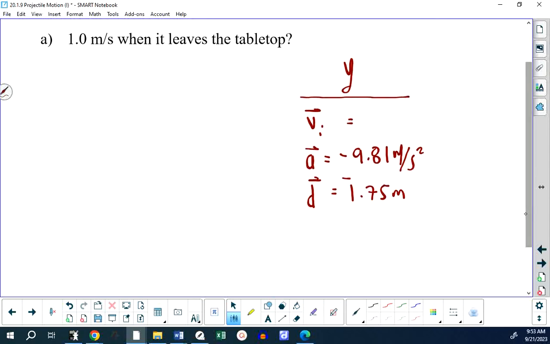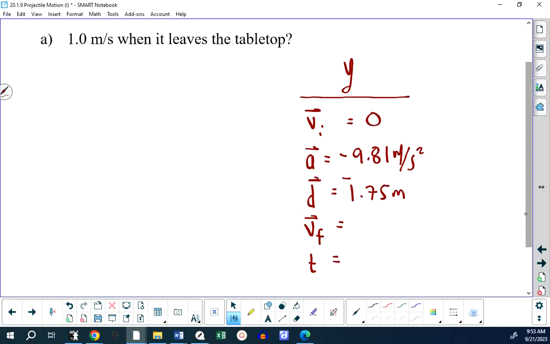And what else do we know? In our list we have vf, but who cares? We're not asked about it. We don't know it. Is there anything else we know vertically about the motion of this object? I've got that. It's negative 1.75 meters. Well, be careful here. Negative 1.75 meters refers to the displacement that the ball or the object will undergo, but there's something else we know. The initial speed vertically is 0.